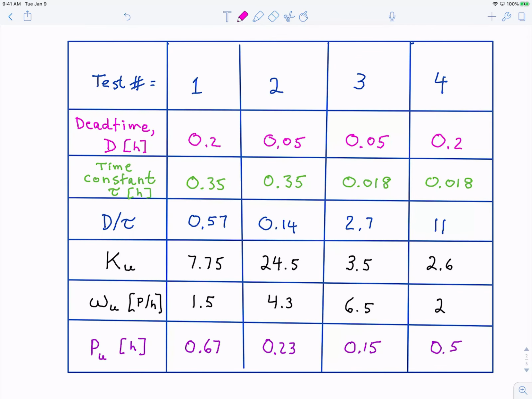Hi, I'm back with a table of the test results. I previously determined the ultimate gains to conserve time. I read off the frequency from the strip charts, and you can easily verify these values by going back in the video to each case.